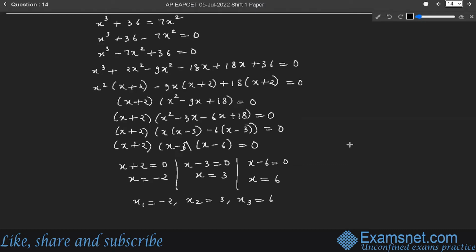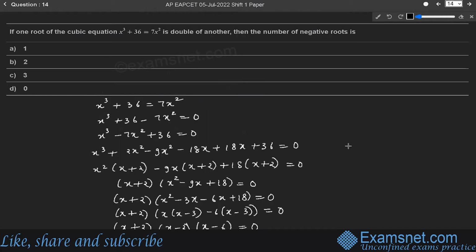In this question, we are asked to find the number of negative roots. You can see that only one root is negative. So we can say that the number of negative roots for this question is 1. Therefore, option A is the correct option here.